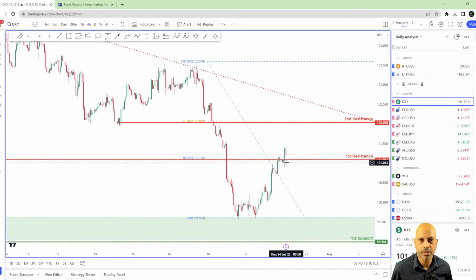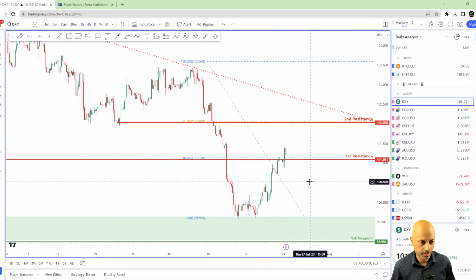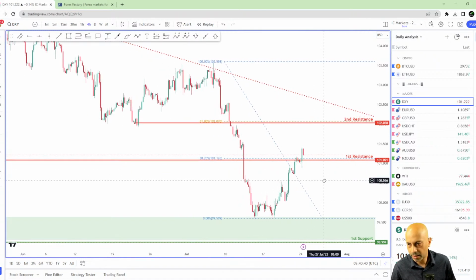So let's just wait for this candle to close, and then we may get a better clarity on the direction of the dollar index. But I suspect if it starts to fall back towards the first resistance and the candle closes close to that, we could see the dollar probably slide lower as well, or rather the dollar index slide lower. All right. With that, let's go on to pound dollar.